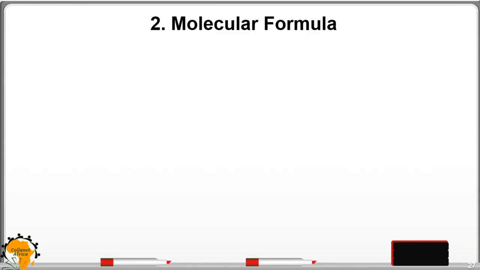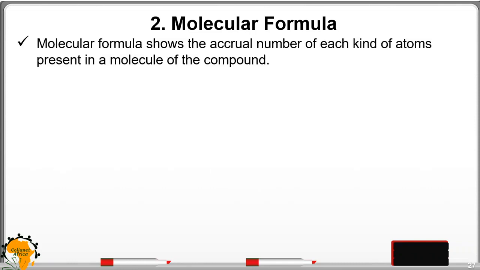Hello student, welcome to the second part of determination of formulae, that is molecular formula. Molecular formula shows the actual number of each kind of atoms present in a molecule of the compound.